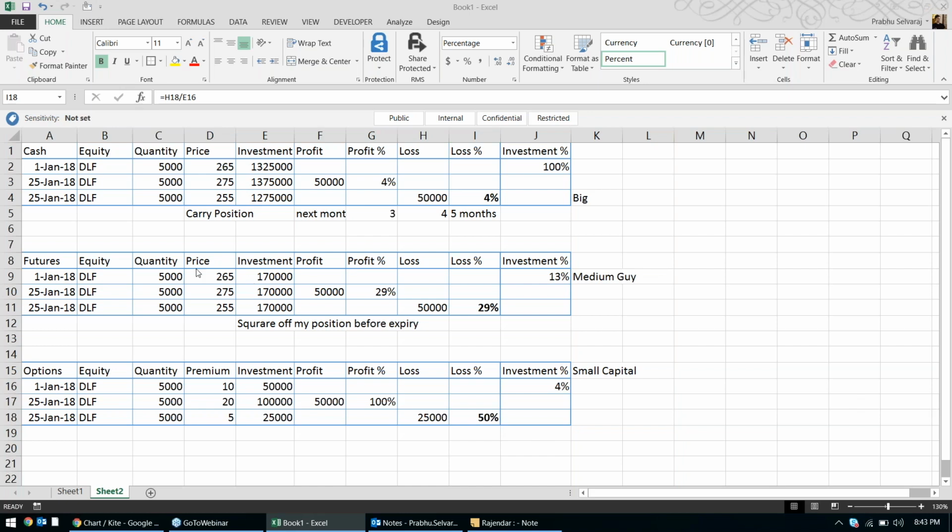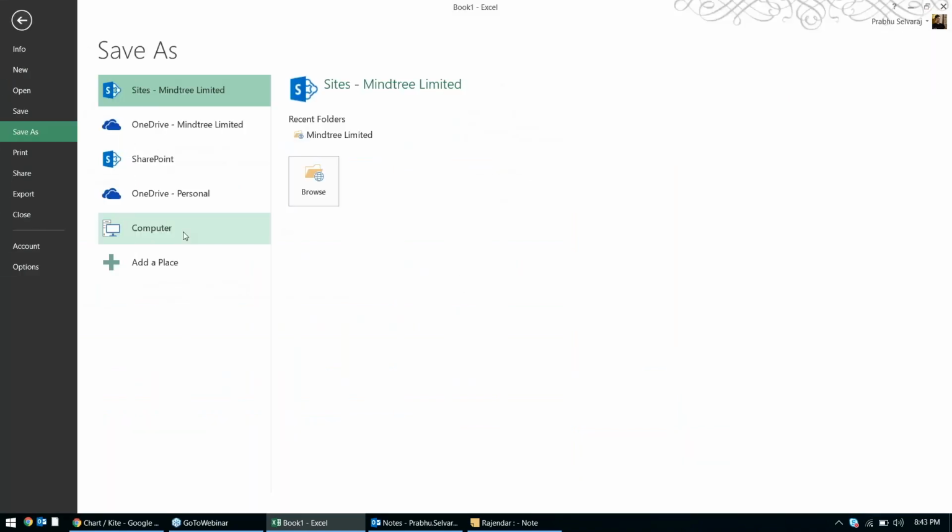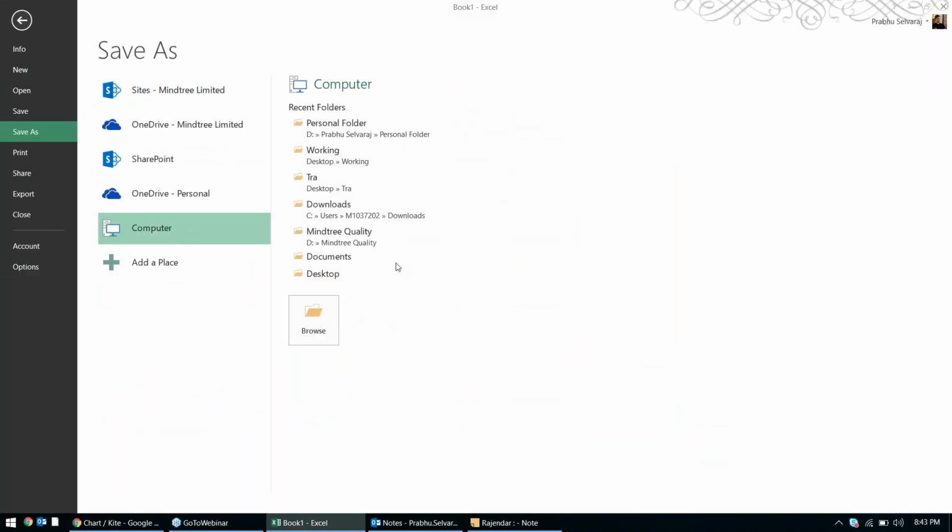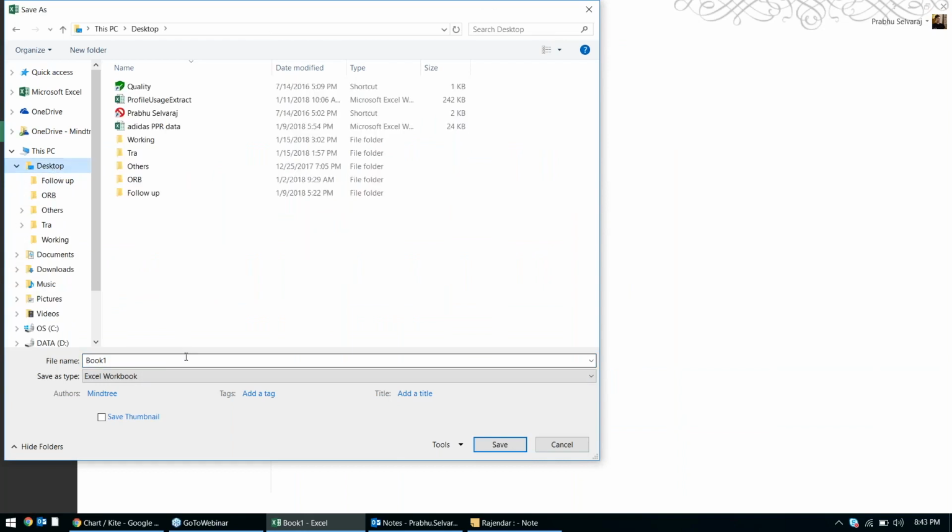People want an Excel sheet. This is just an illusion, okay? But the concept is the same. It does not go anywhere. The concept will not change.